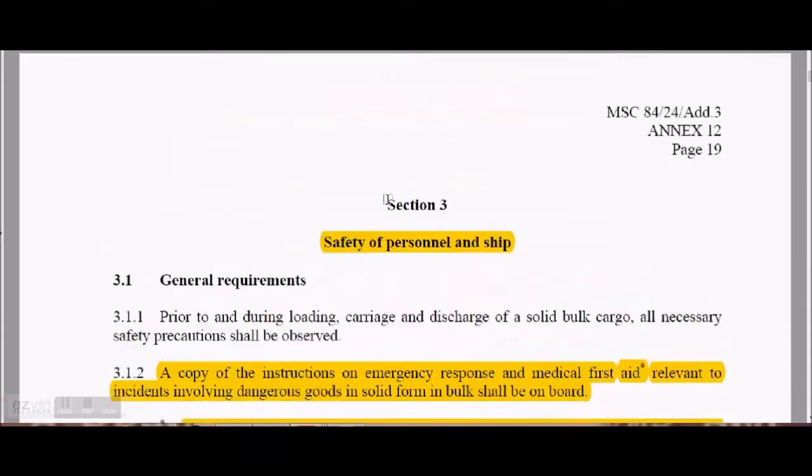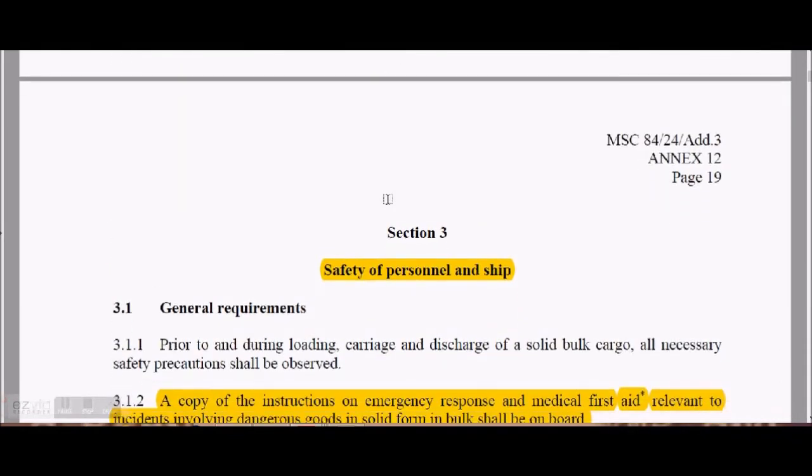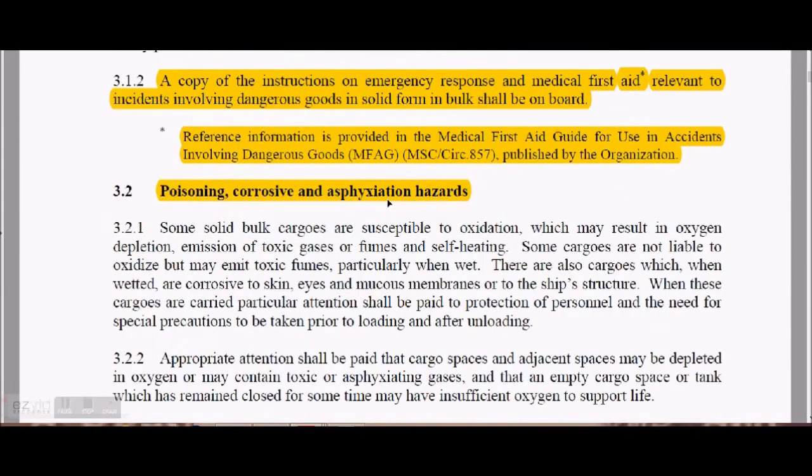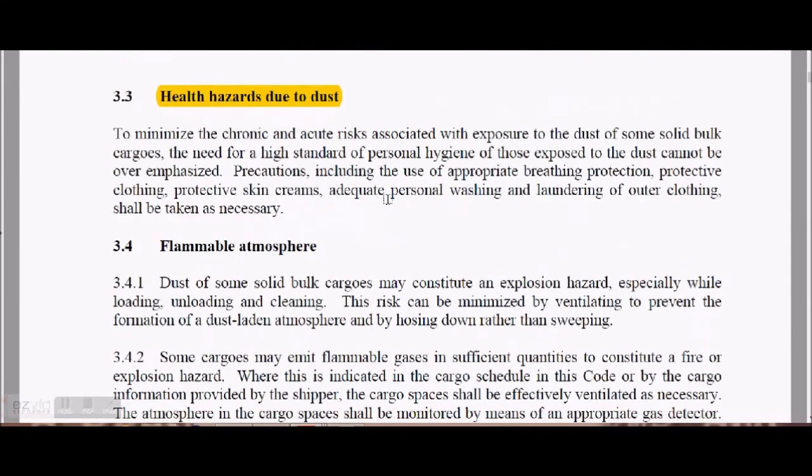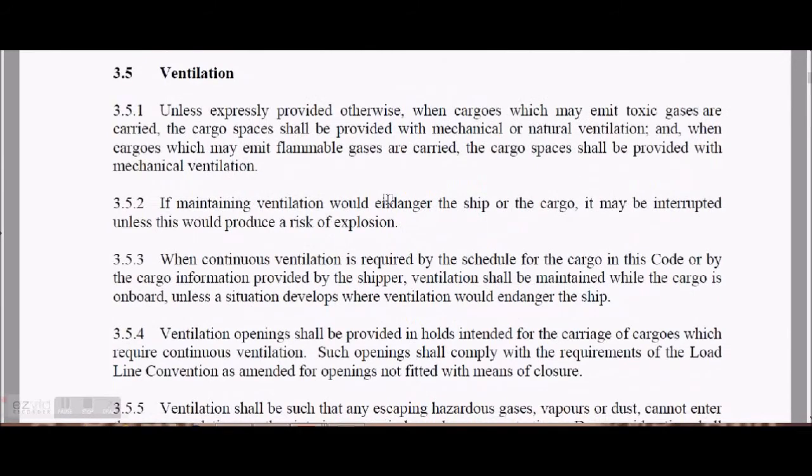Okay, fumigation shall be performed based on the recommendation developed by the organization. So for that we have to refer to this circular, that is 1264.